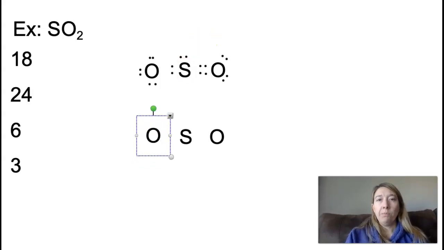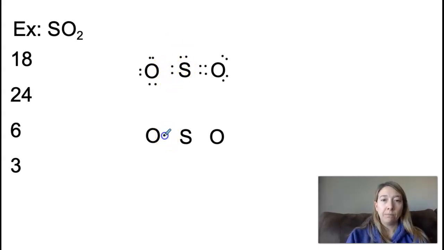So we are going to replace these with lines. Because this is one shared pair, it's a single line because it is a single bond. Because there are 2 shared pairs here, it is a double bond. So we are going to put 2 lines.